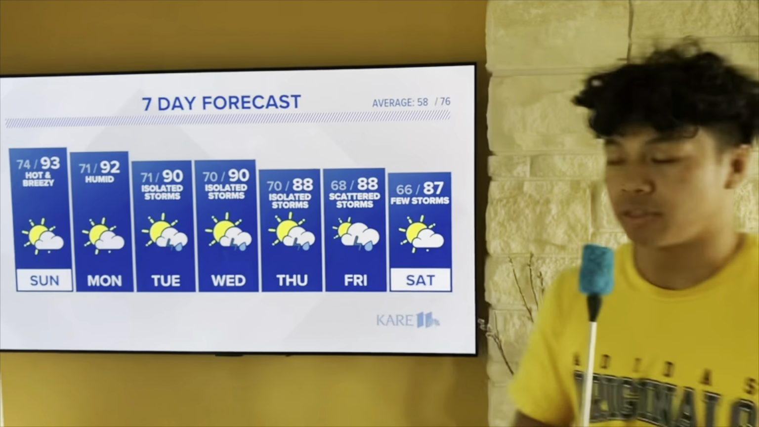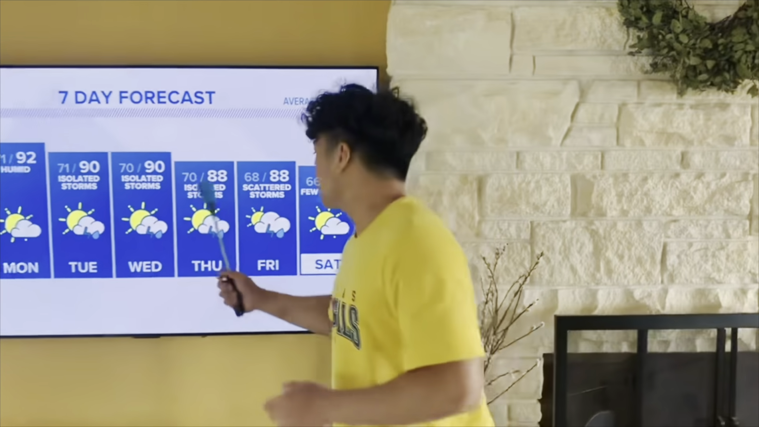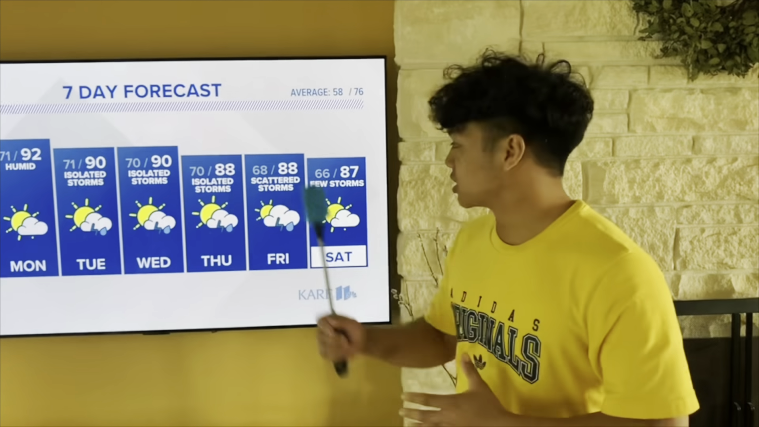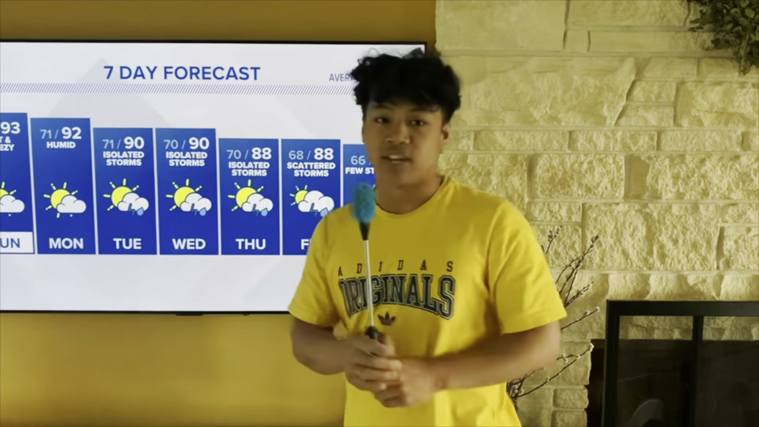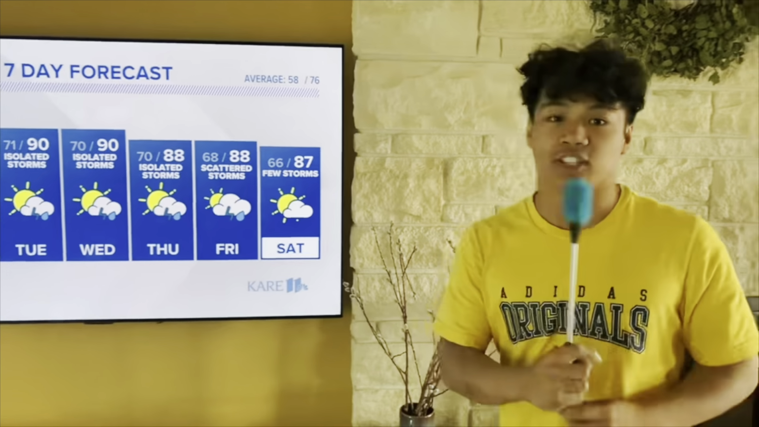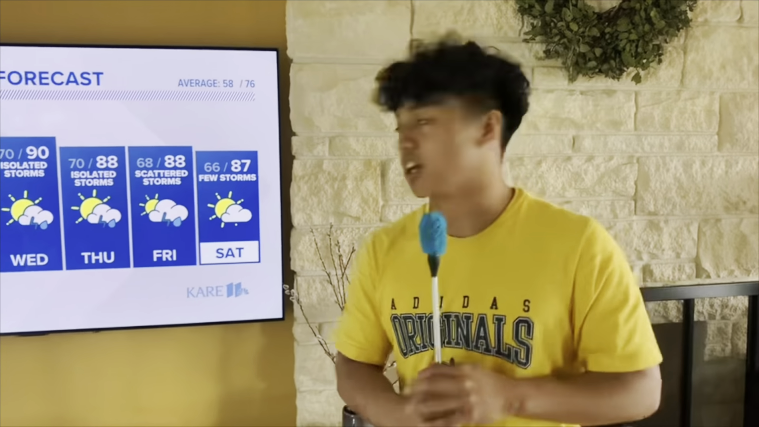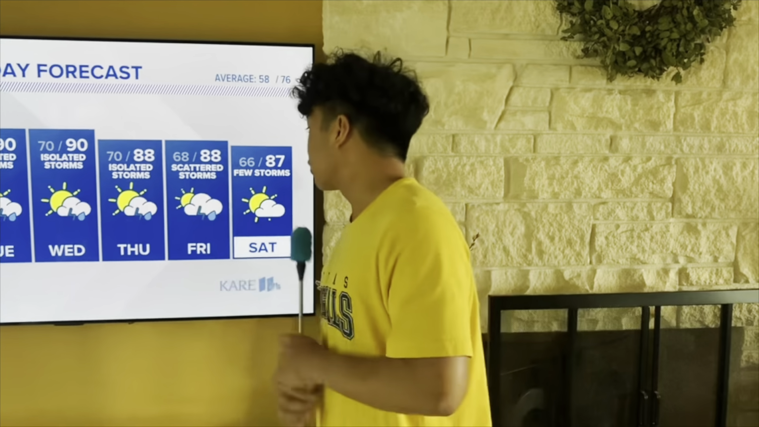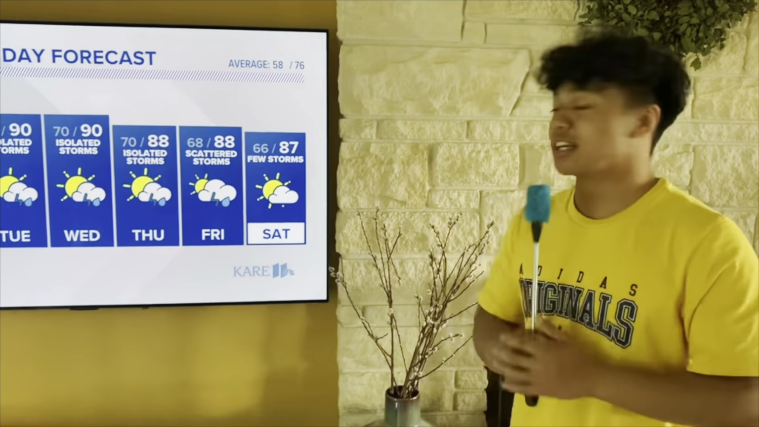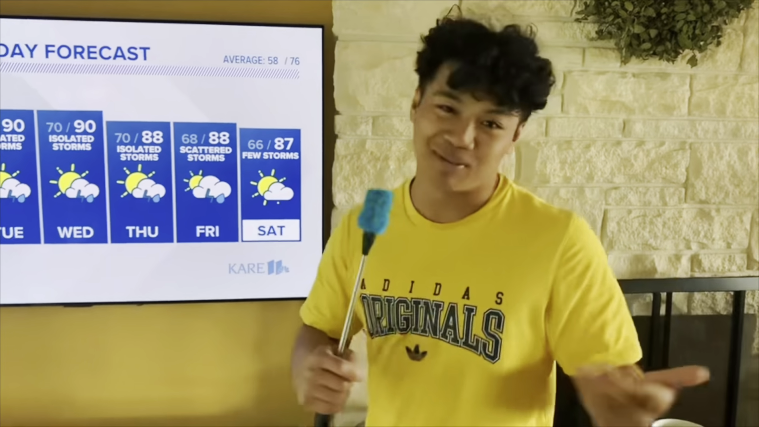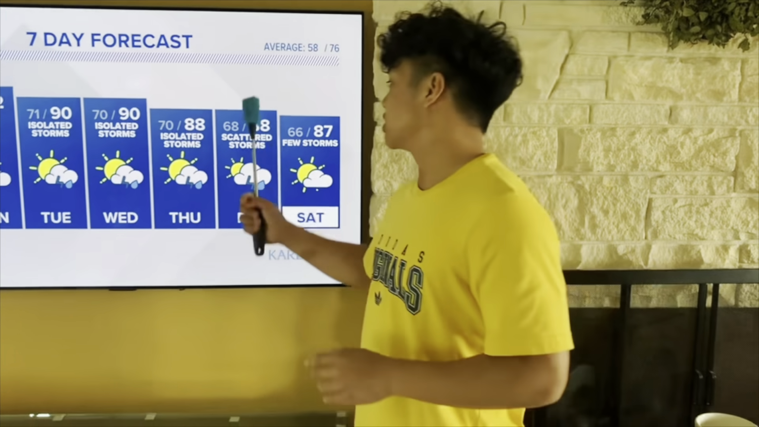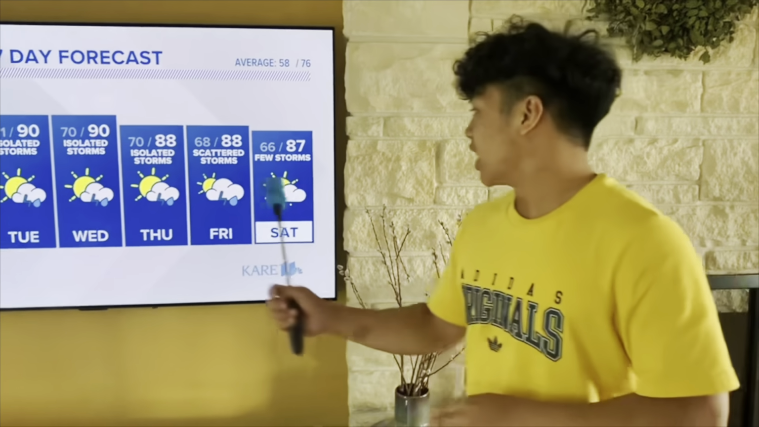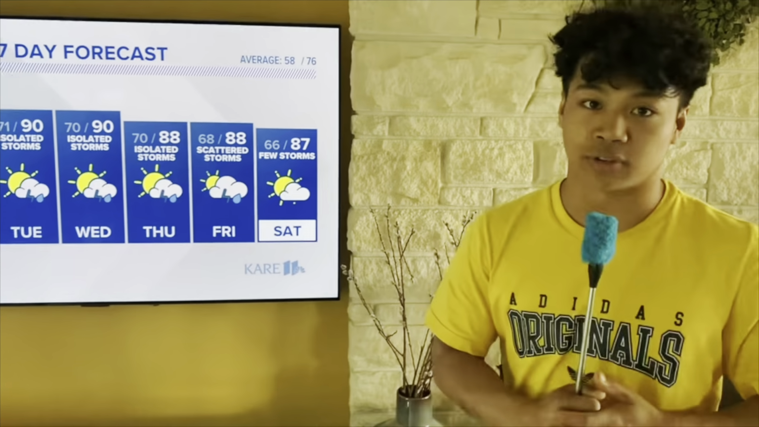Now, going to Thursday, you have another isolated storms. The weather is going to go a little lower with a high of 88 and a low of 70. Now, the chance of thunder is 33%. Now, on Friday, it's going to be just like Thursday. And you know how it's kind of repeating, I'm not going to lie. But it's going to have scattered storms with a high of 88 degrees and a low of 68 degrees. And the chance of rain is 45%.